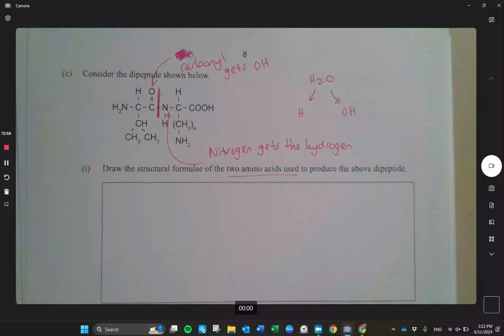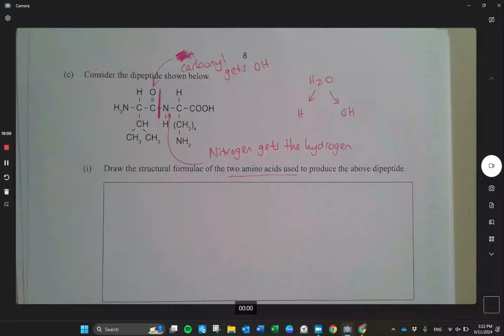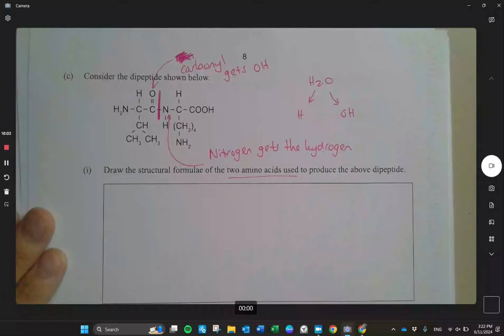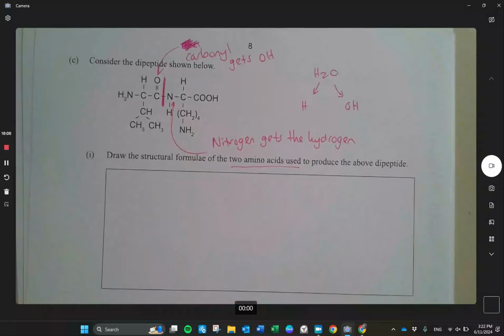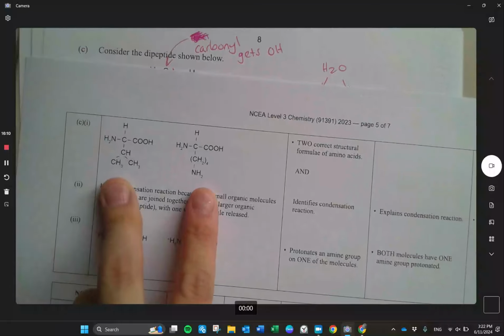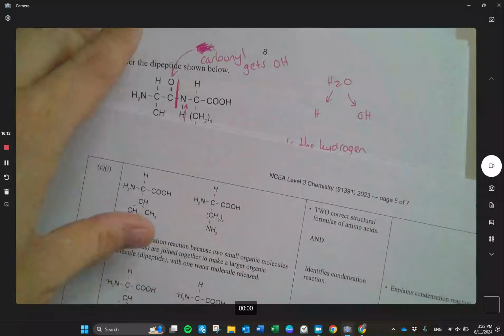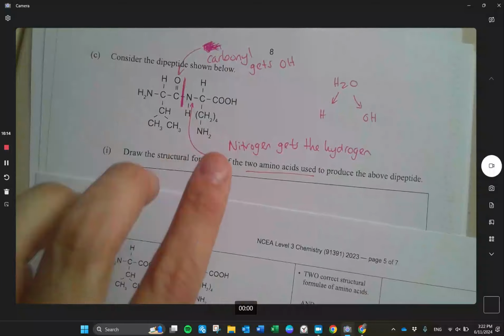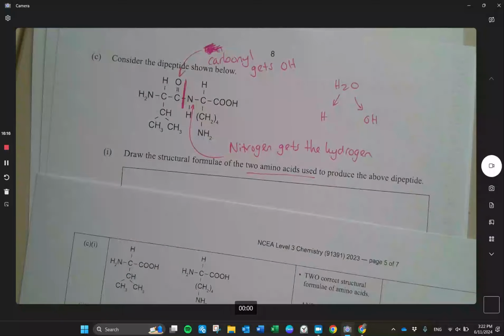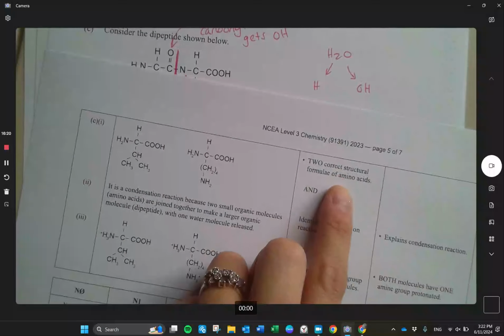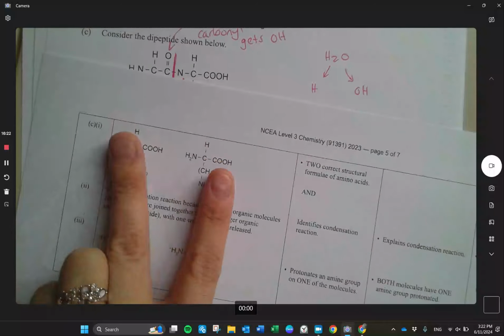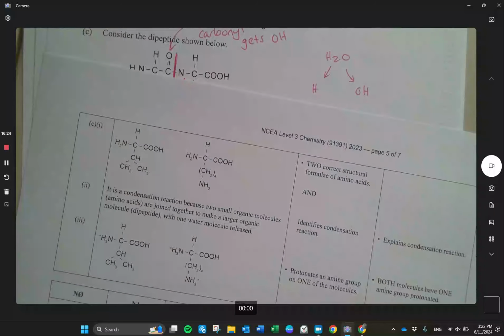So if you look here, it has the answer in the question. You just have to make sure you copy everything down here as well. This is what I'm saying as an example of the answers in the question. And then 2 correct structural formulas for the amino acids. So if you can break this apart and then add the OH and add the hydrogen, you get yourself an achieve point. Okay. All right? The other thing you need to do, because there's an and here, which I really don't appreciate, is that they want you to identify the type of reaction occurring.